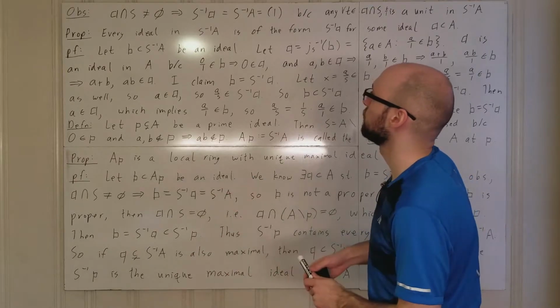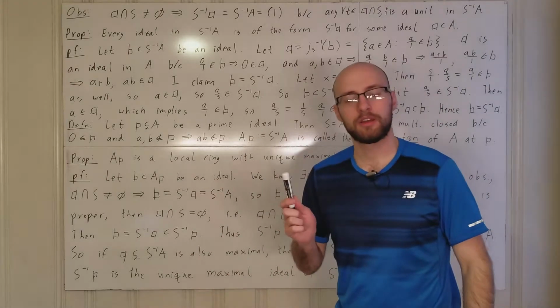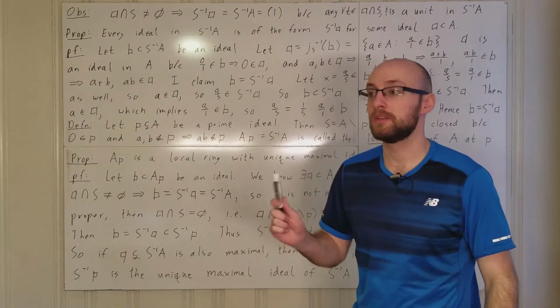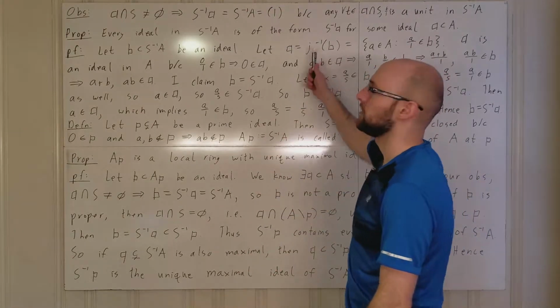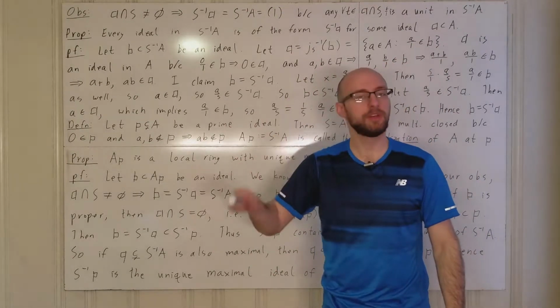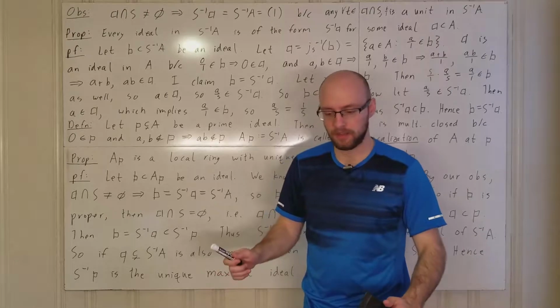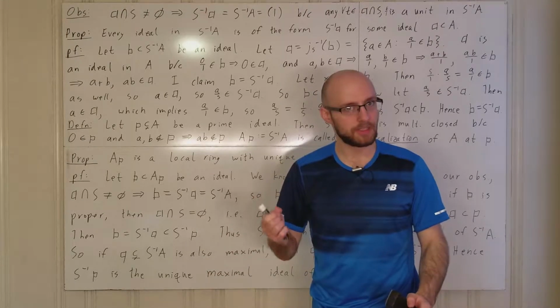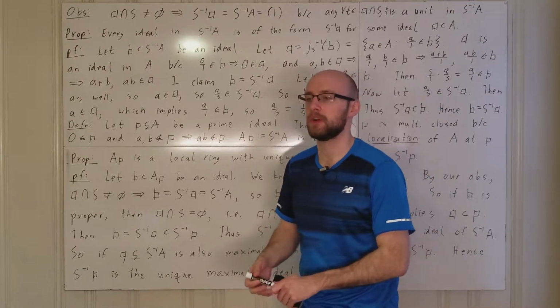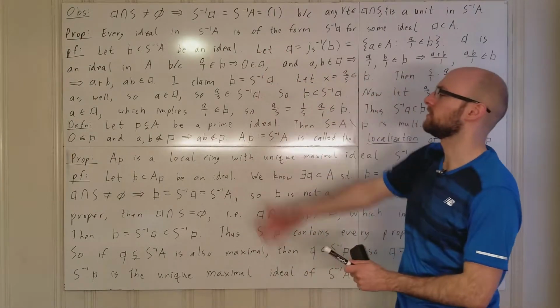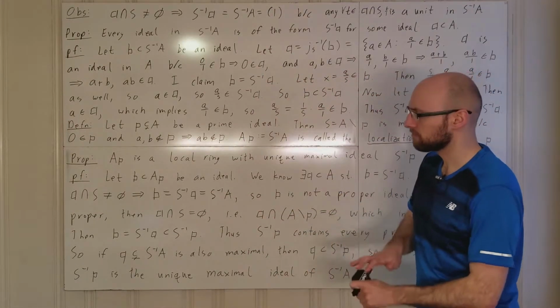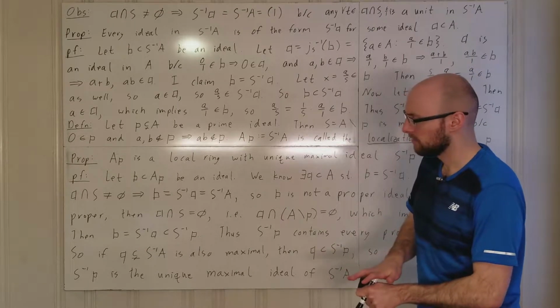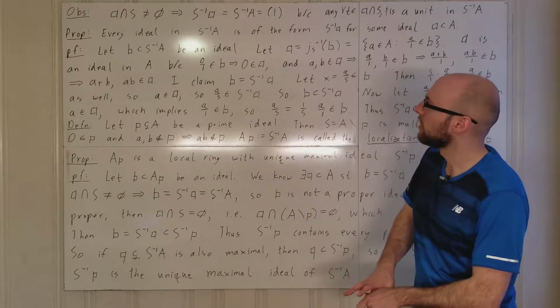Actually, none of this work was necessary. Yes, it was. Maybe. No, it wasn't. Because we know that the localization map is a ring homomorphism, and we know that inverse images of ideals under ring homomorphisms are ideals. So I didn't have to do all this work. But anyways, whatever.